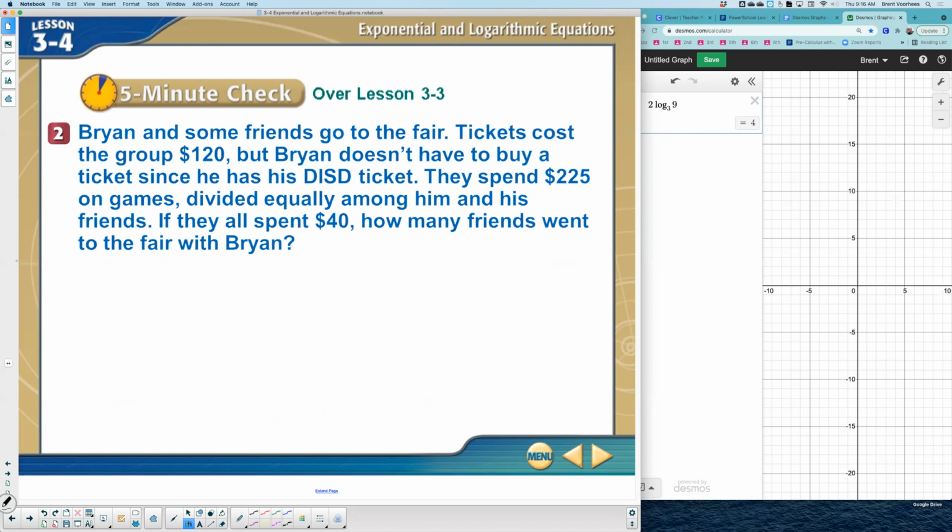What is it we're looking for here? Friends. How many friends? That means x refers to friends. All right, and how will we set up a problem like this? What's the general formula going to look like?